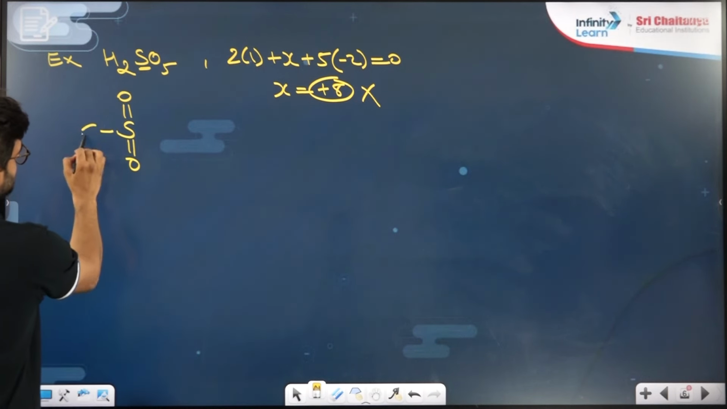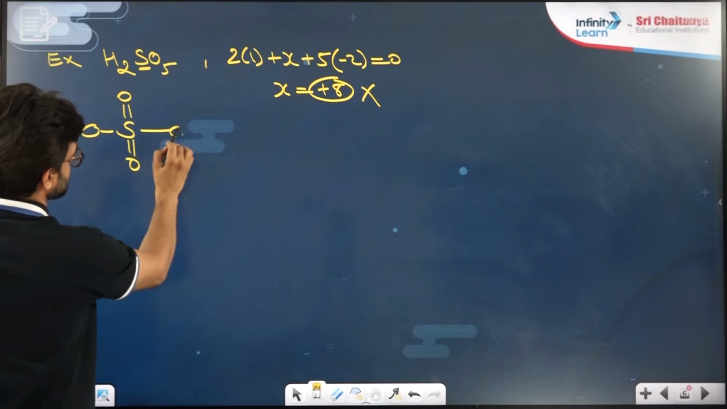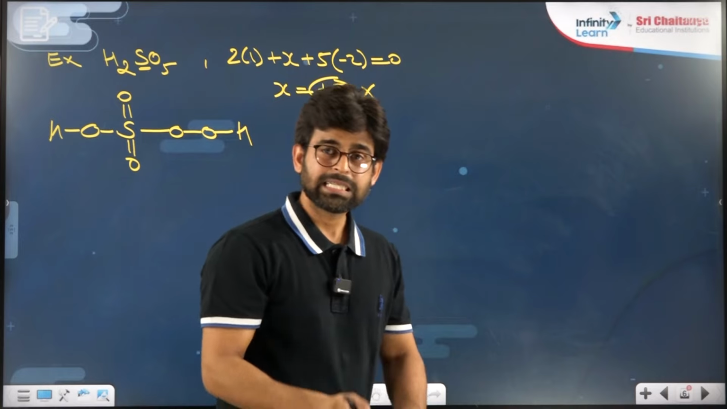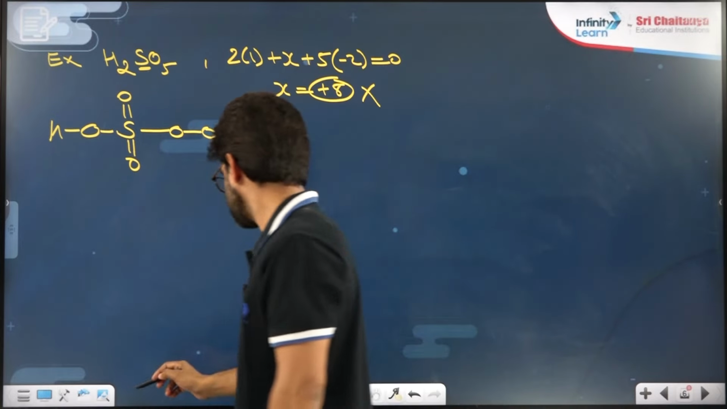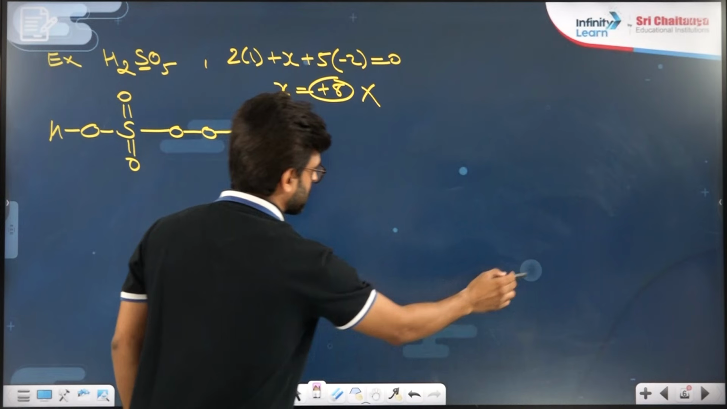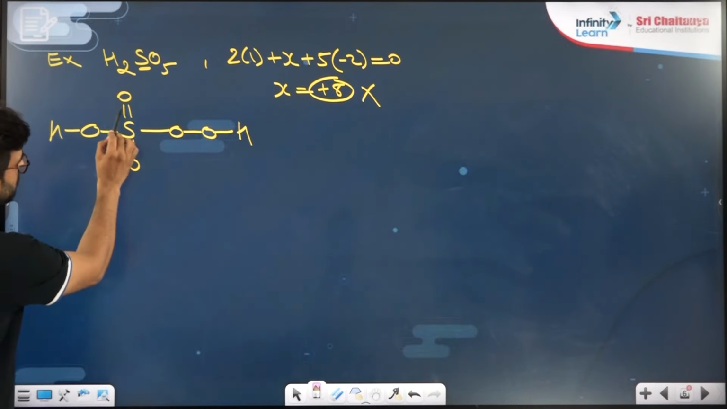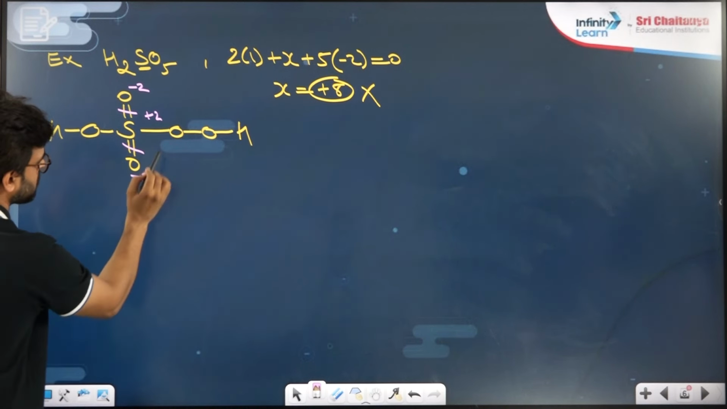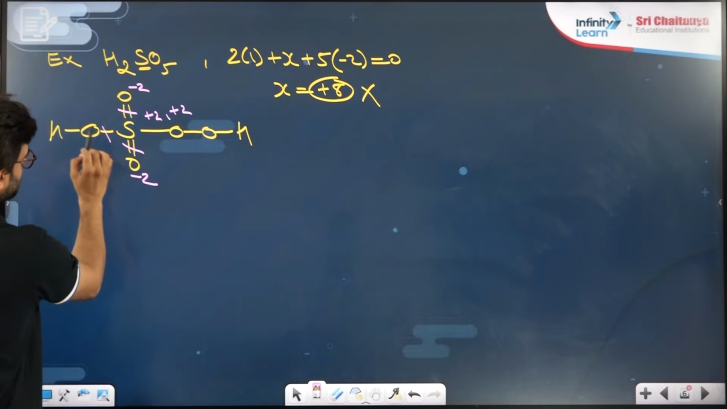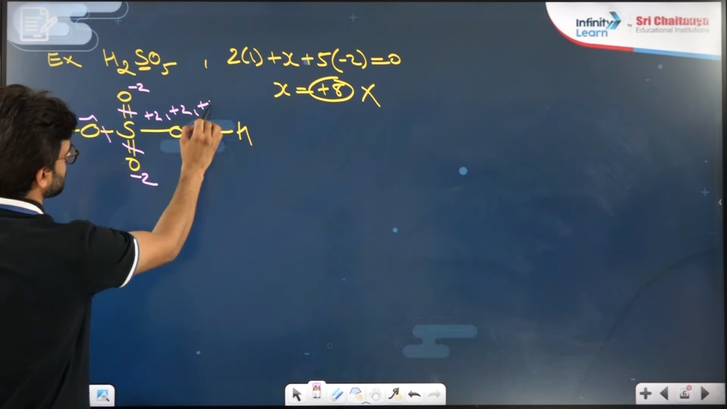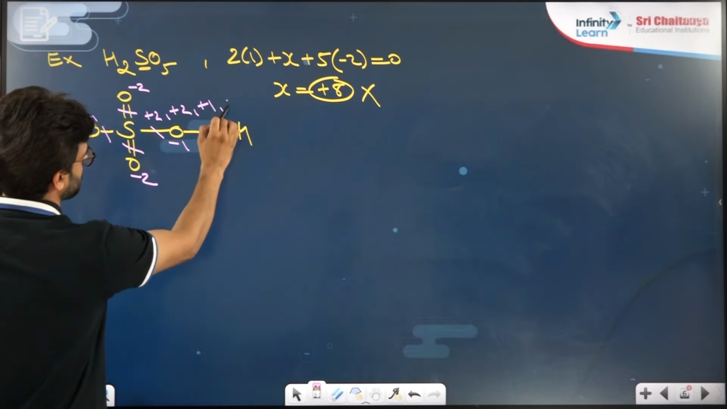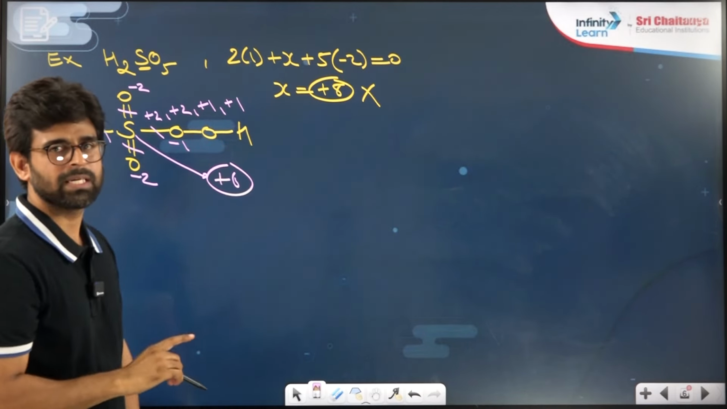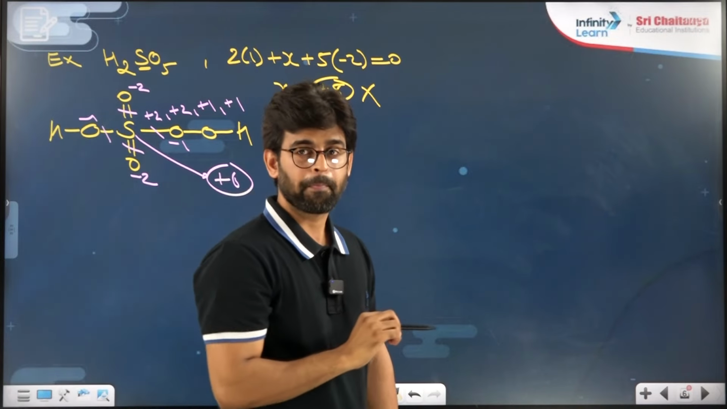You will see this is the structure. In this case, break the bonds step by step and you will get your answer. Here if I am breaking two bonds, -2, sulfur got +2, again -2, sulfur got +2, from here -1, sulfur got +1, from here -1, sulfur got +1. So you can see clearly sulfur is +6 only. The structure is giving you very much clarity.